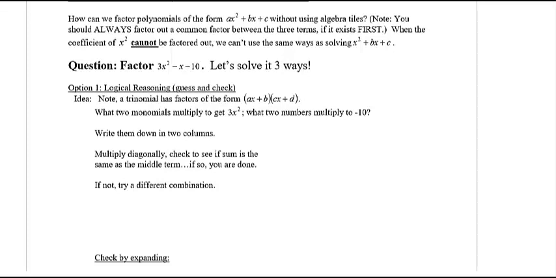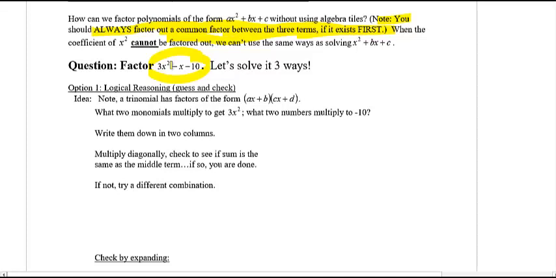Okay? By the way, this is a big note, so you should actually highlight this. Note, always factor out the common factor between the 3 terms first if they exist. And we had examples like that in the previous extension. Okay? These ones are where you cannot factor out anything. Okay? So, here is the question. Factor 3x squared minus x minus 10. And you're going to do this 3 different ways.